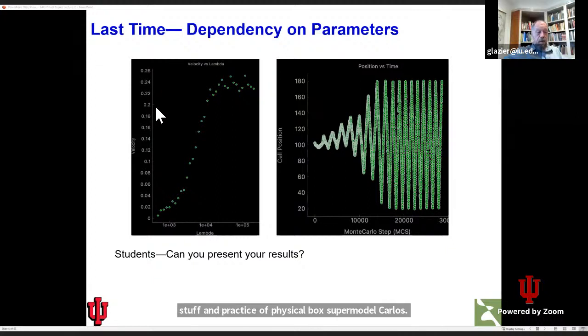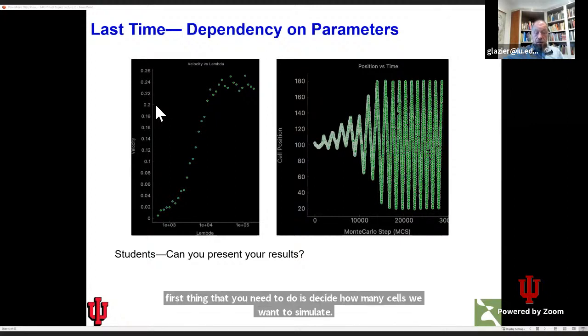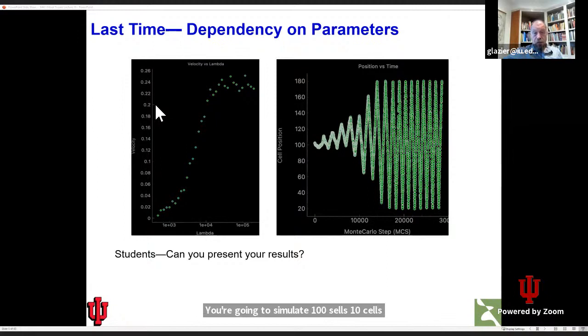I was trying to think about the best way to present this. If you're thinking about how to set the length and time scales in CompuCell when you're doing a simulation, the first thing that you need to do is decide how many cells you want to simulate. You're going to simulate 100 cells, 10 cells, 1,000 cells. You probably can't go over about 50,000 cells, practically 100,000 cells, maybe. How many cells you want to simulate.